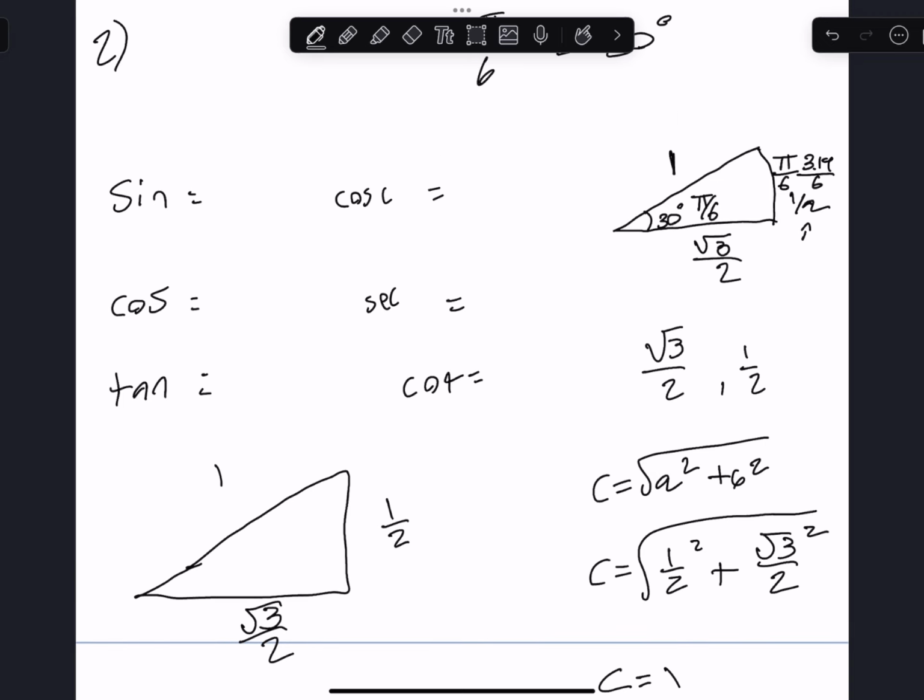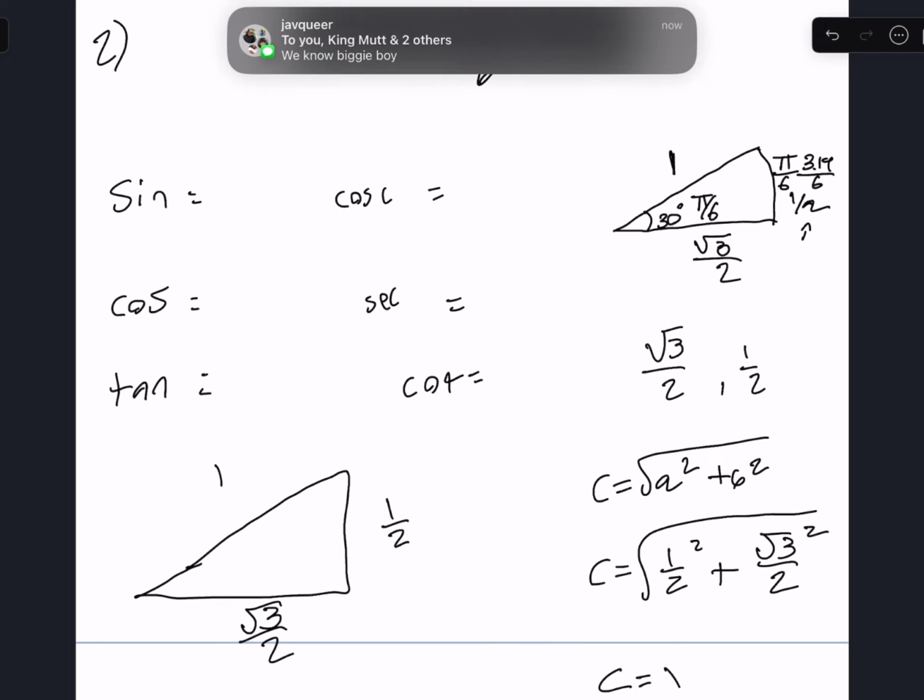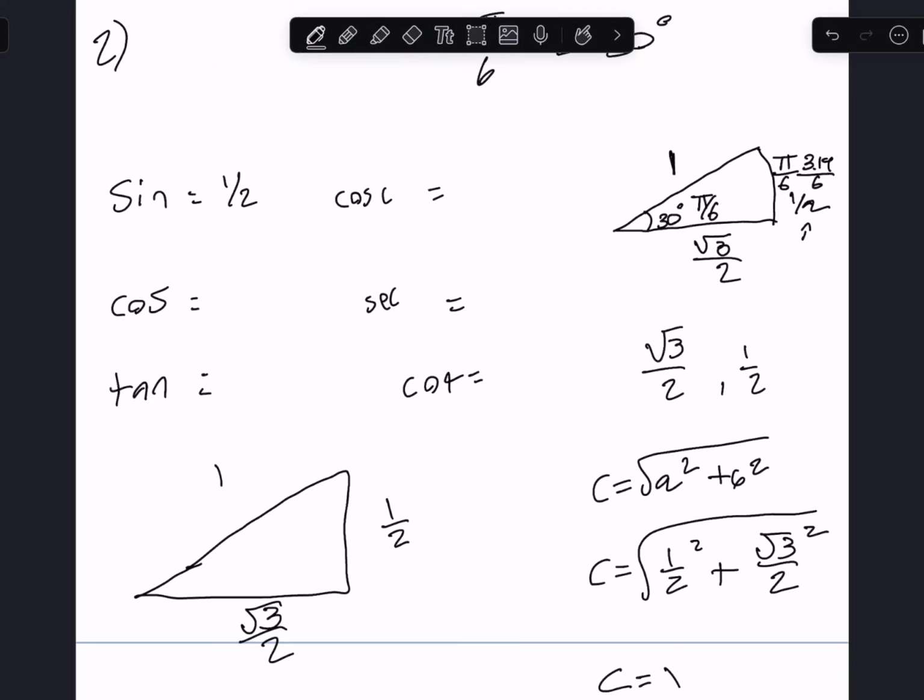So now all we have to do is input our values. So our sine is opposite over the hypotenuse. So half over 1 will just be equal to half. Our cosine is the adjacent over the hypotenuse. So radical 3 over 2 over 1 would be radical 3 over 2.